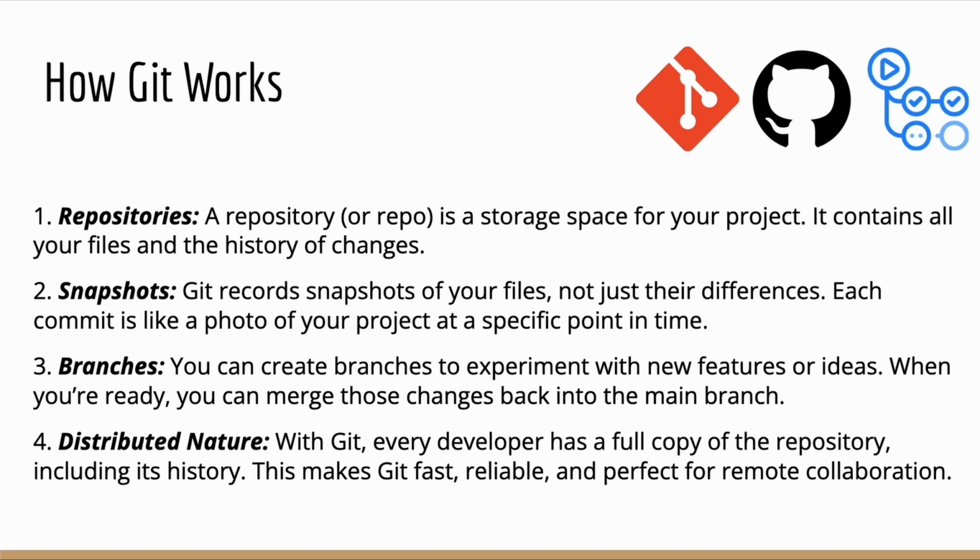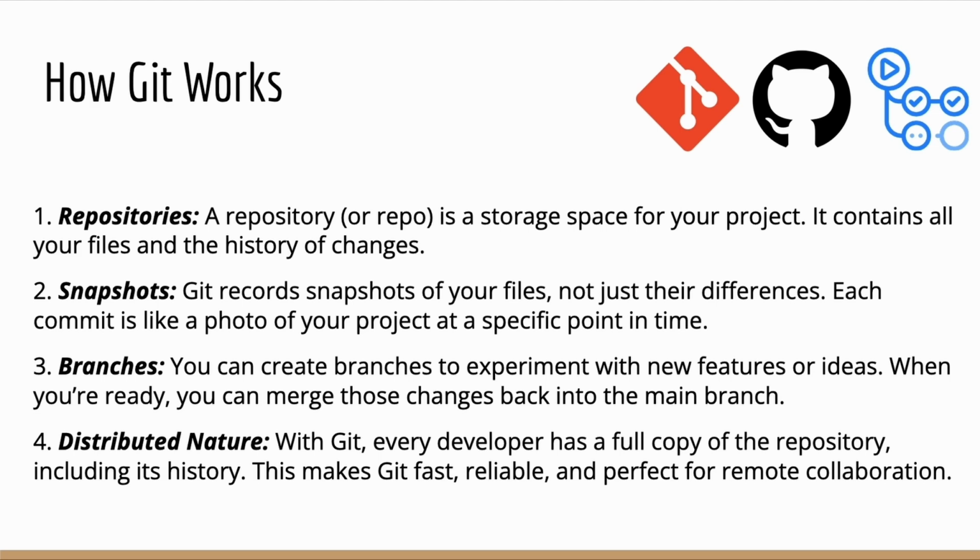It also has snapshots, and these snapshots are essentially the older versions of your code, right? Git records snapshots of your files, not just the differences, the actual files themselves. So each version, each change creates a new snapshot, a new complete version of your repository that is current at that particular point in time.